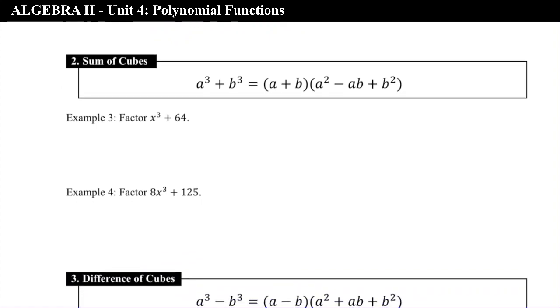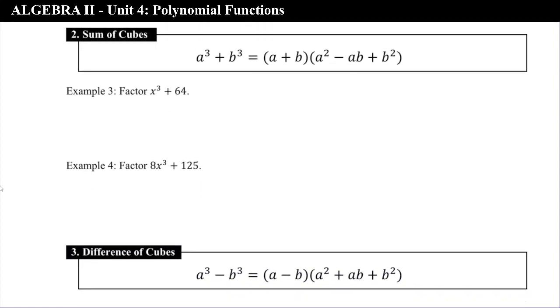For a sum of cubes, we are going to use this form. Okay, a cubed plus b cubed equals a plus b times a squared minus ab plus b squared. So these will only require one line of work if you know how it works, okay? So first, we take the cube root of x cubed. So the cube root of x cubed is x. The cube root of 64 is 4, because 4 times 4 times 4 is 64.